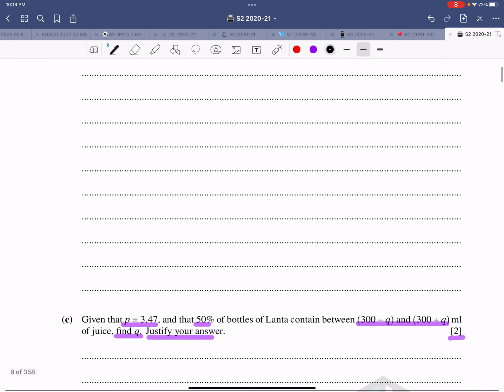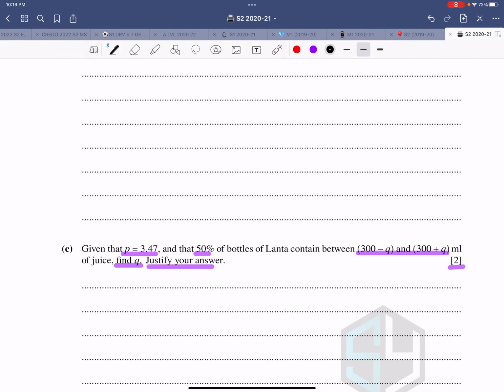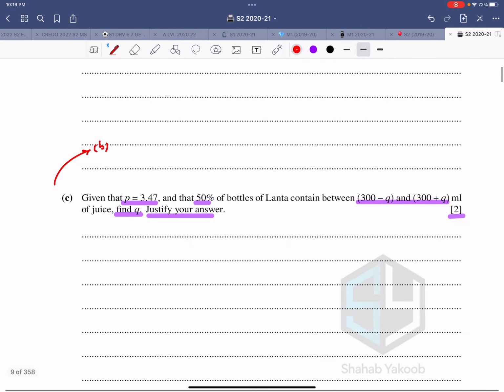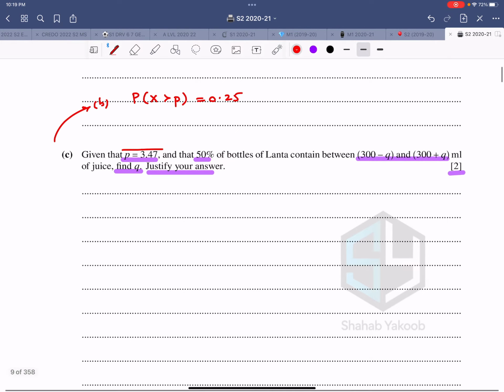Now it says given that p is equal to 3.47. Now this part is related to part B, that the probability x greater than p is 25%. Okay, got the idea? p is equal to 3.47. 50% of the bottles contain between 300 minus q and 300 plus q.